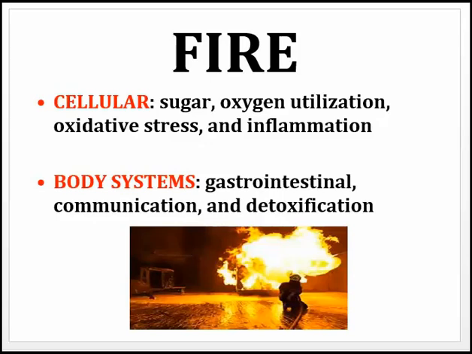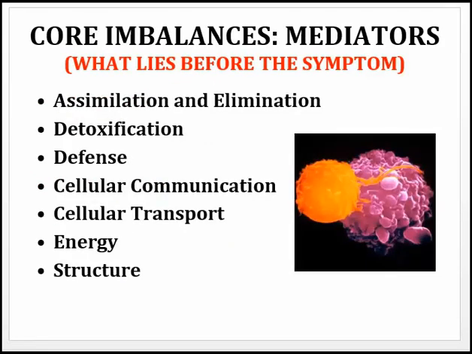And then detoxification systems, right? These involve all the organs of elimination, like the liver and the kidney and the skin and the lungs and so forth. We want to make sure that we are able to get rid of the toxins that we're exposed to on a regular basis. So these are the big areas, the fundamentals that we want to focus on first. Functional medicine breaks it down into core imbalances or mediators. So this is really what lies before the actual symptom. And they have it broken down into assimilation and elimination and so forth that you can see right here.